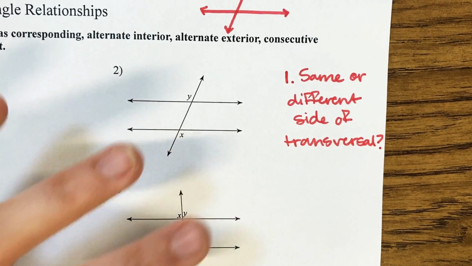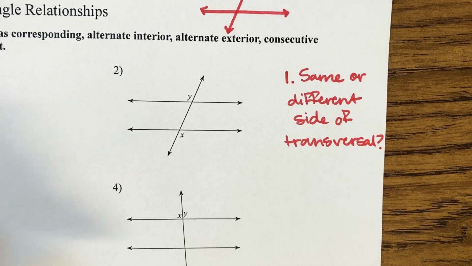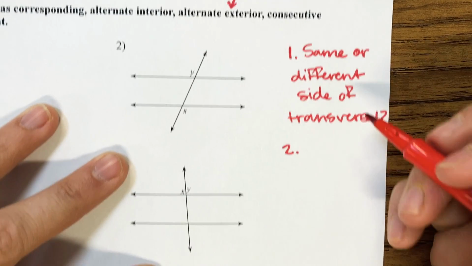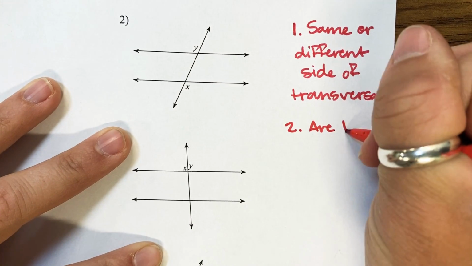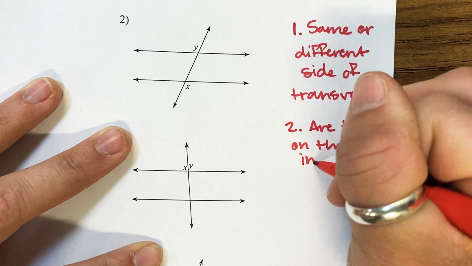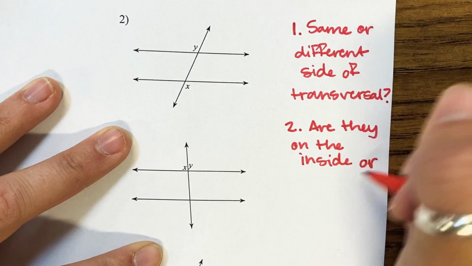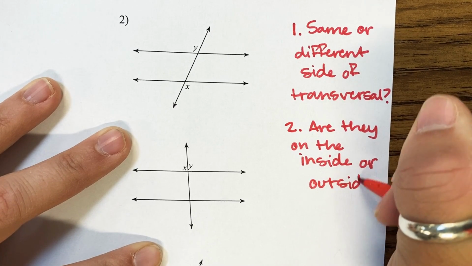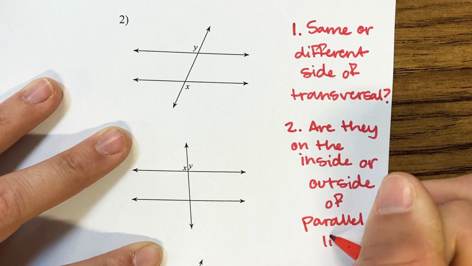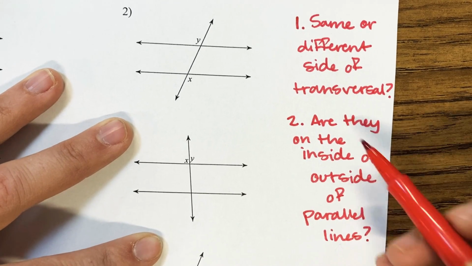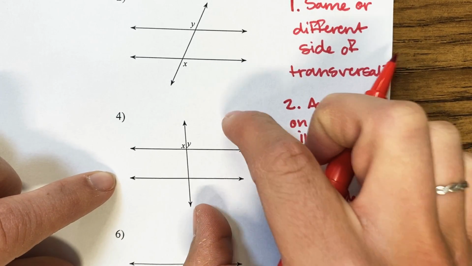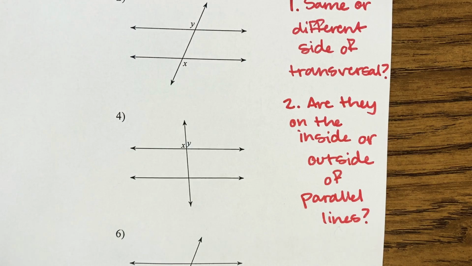Are they on the same side or on different sides of the transversal? Our second question we're going to ask ourselves: are they on the inside or outside of parallel lines? Are they on the inside, meaning are they in between them, kind of like a sandwich, or are they on the outside?